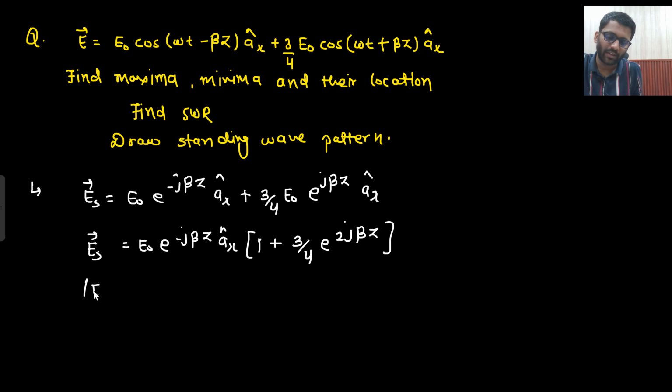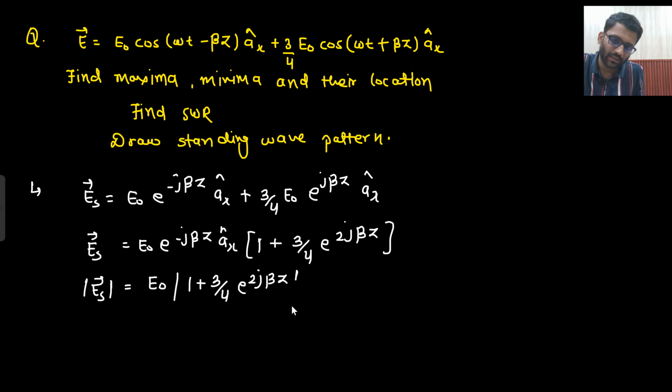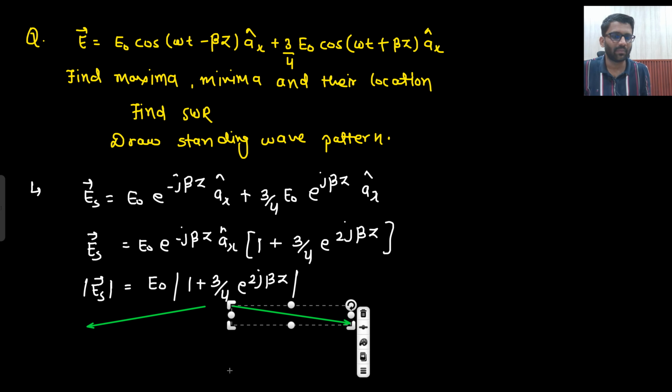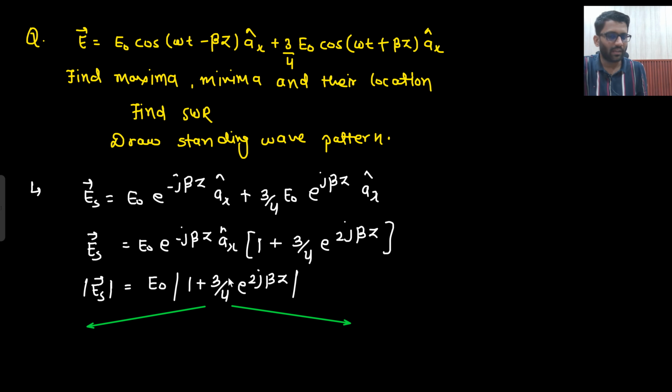And what will be its magnitude? Its magnitude again will be E naught magnitude of 1 plus 3 by 4 e to the power 2j beta z. Again maxima minima you need to calculate. So again it is very simple. Why it is simple? Because it is the same thing only. In previous cases we were having here 1. Now we are having 3 by 4. When we did this analysis, here we were having 5. So does that matter? No.